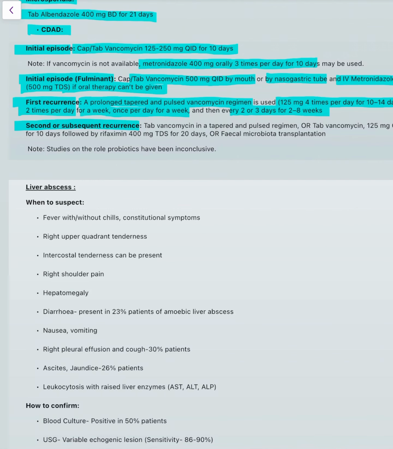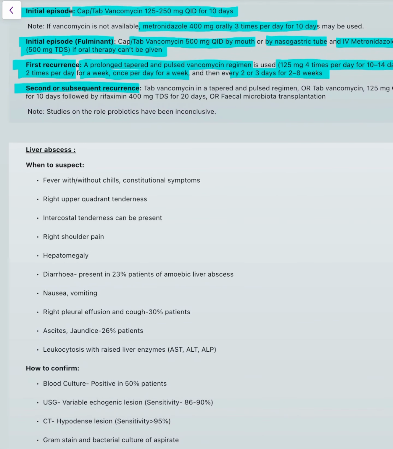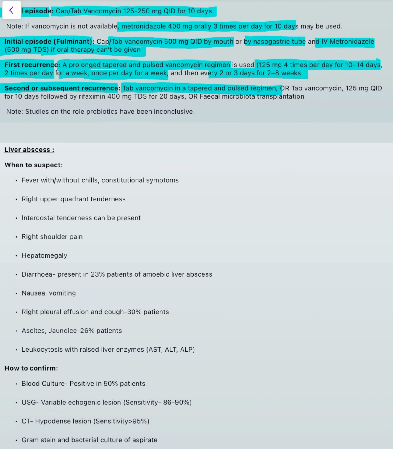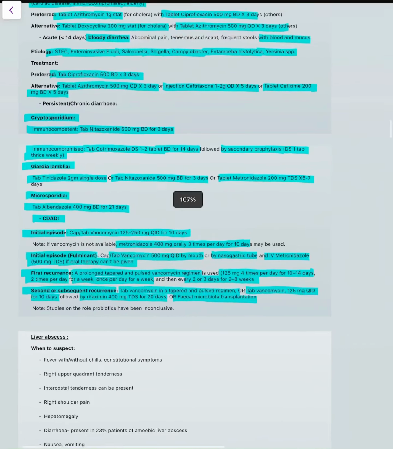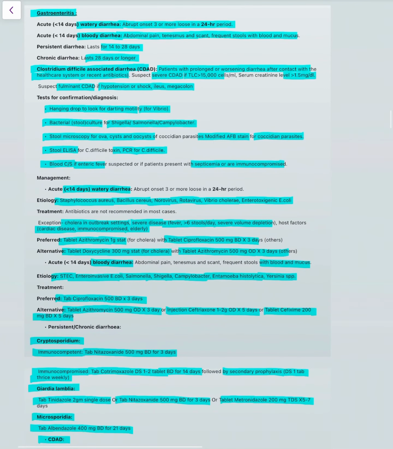Right. But if there is a second or subsequent recurrence, you can either give 3 months of therapy, but you have more options, like 1 month of therapy with 2 antibiotics. First you give tablet vancomycin 125 mg QID for 10 days, as we do initially, followed by rifaximin 400 milligram TID for 20 days, making it a total of 1 month of therapy. Or the latest treatment option is fecal microbiota transplantation, which we don't do here, but in the higher centers they do it. Right. So this is the discussion on gastroenteritis. Do read about it.